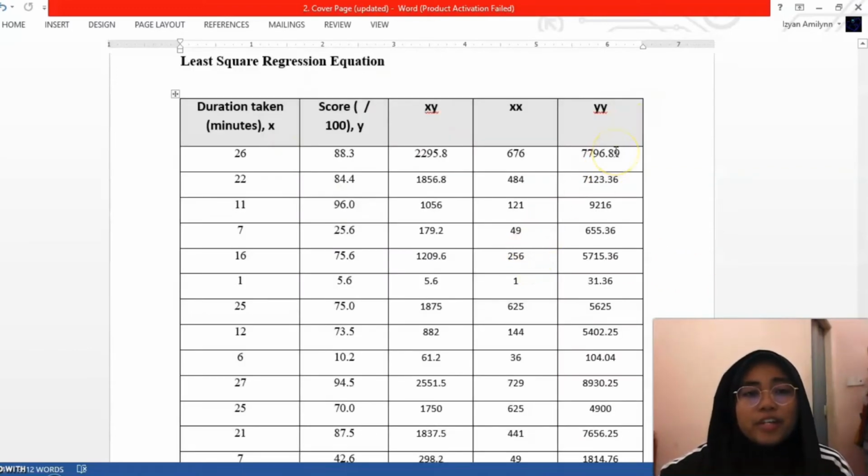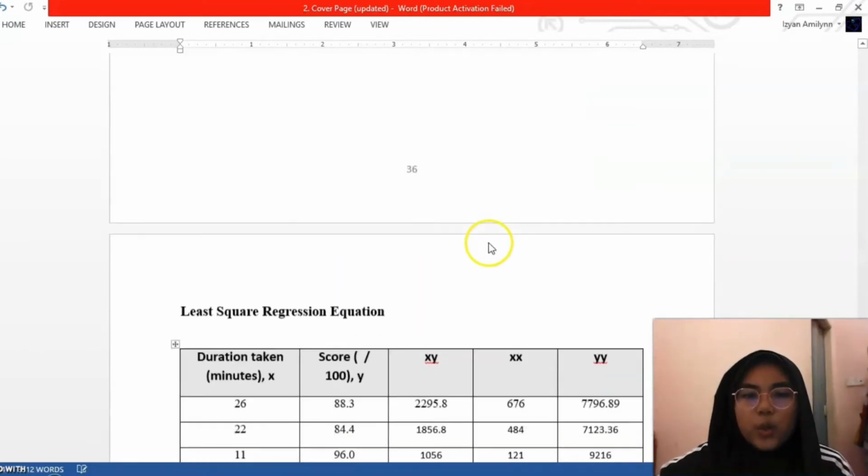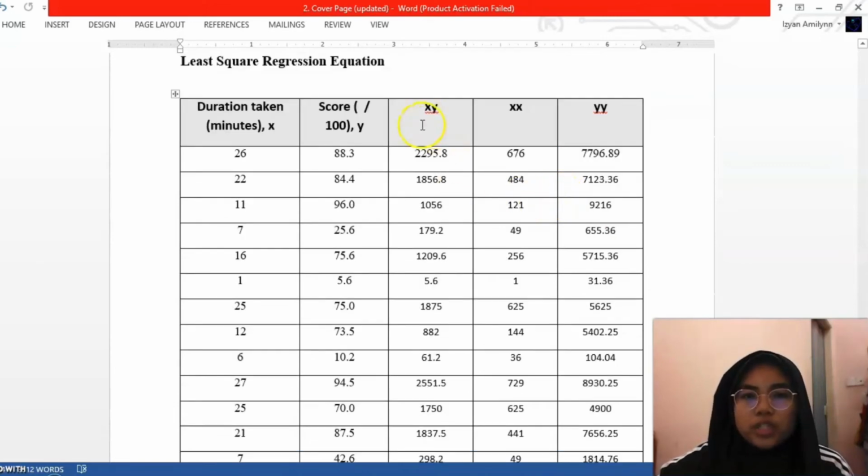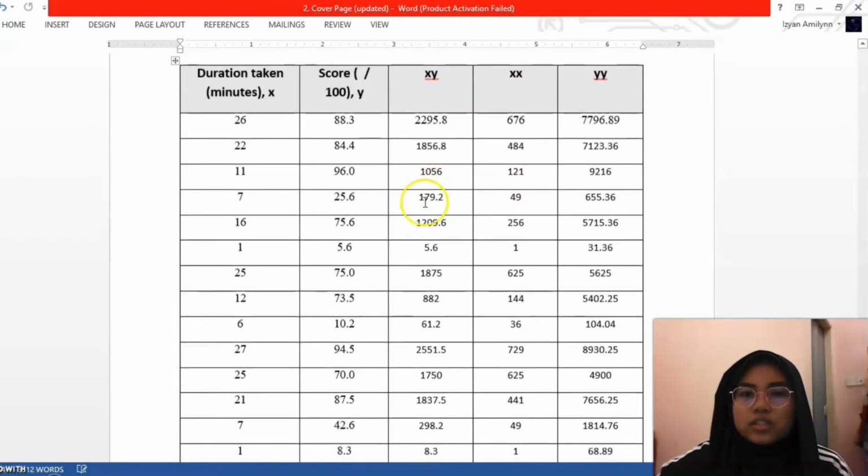Least squares regression equation. Here is the equation. We need to make the table first. This is the data from the previous x and y. We multiply x and y, and also compute x squared and y squared. So this is the value.